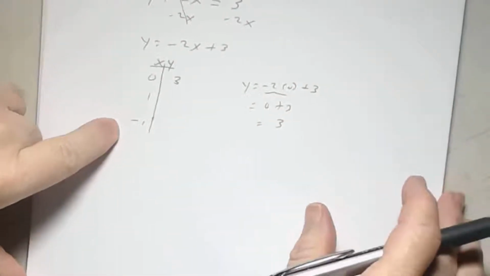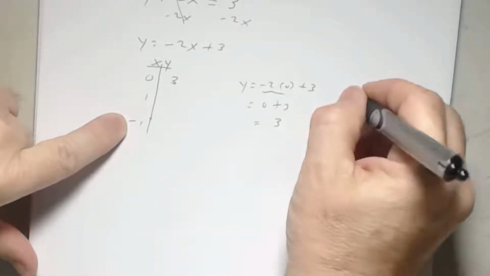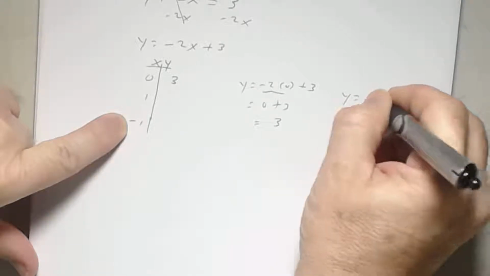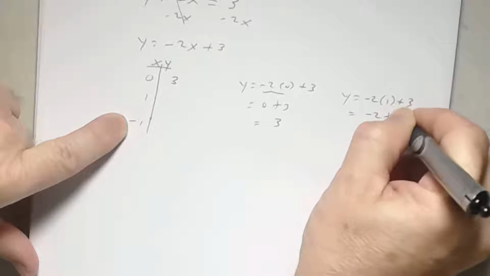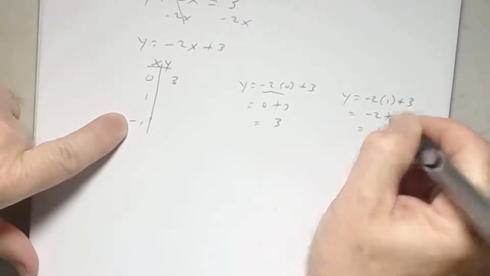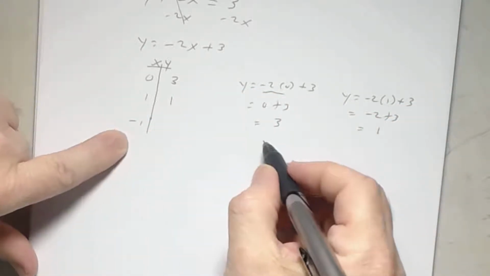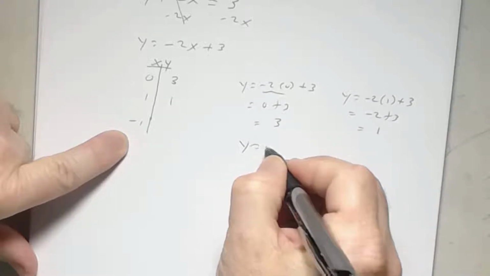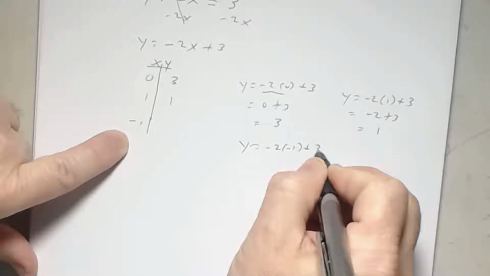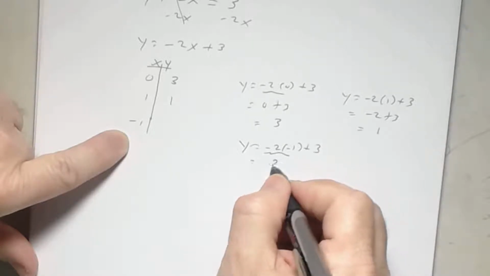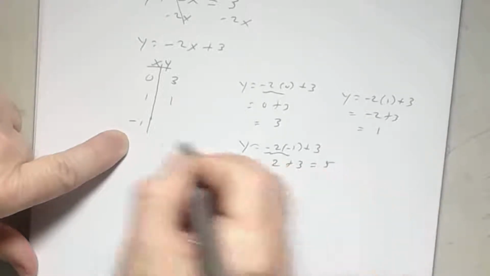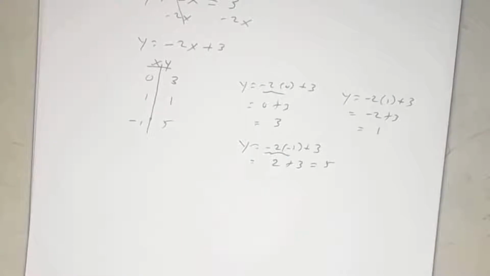All right, and then if x is 1, I get y equals -2 times 1 plus 3. So that's -2 plus 3, which is 1. If x is -1, I get y equals -2 times -1 plus 3. Now what's -2 times -1? 2. And 2 plus 3 is 5. And then you would plot those 3 points.